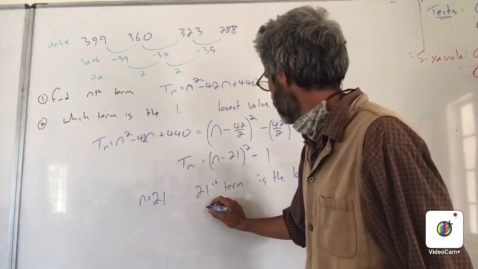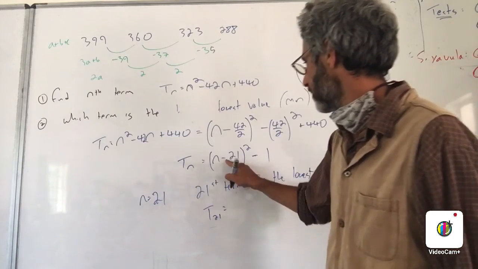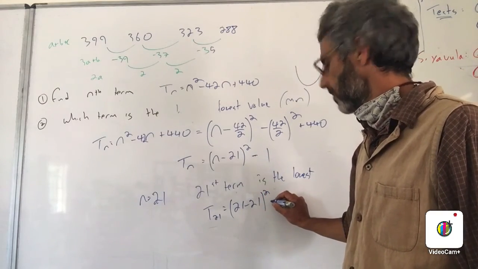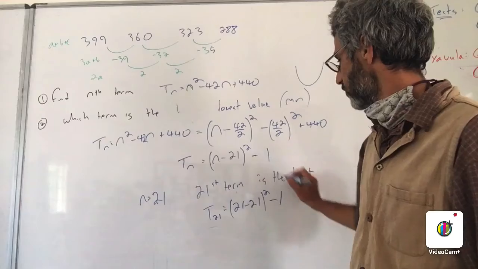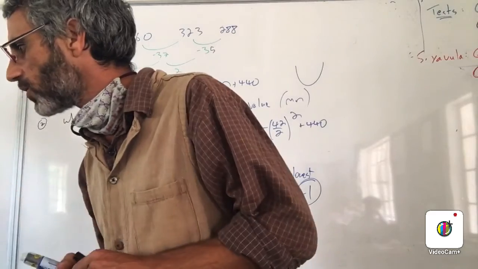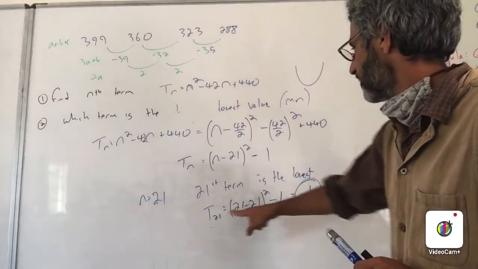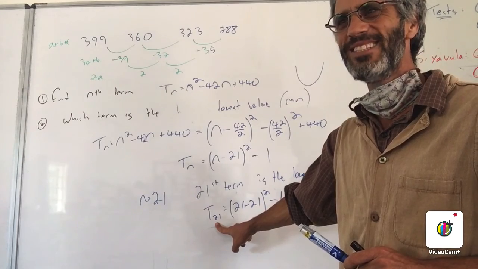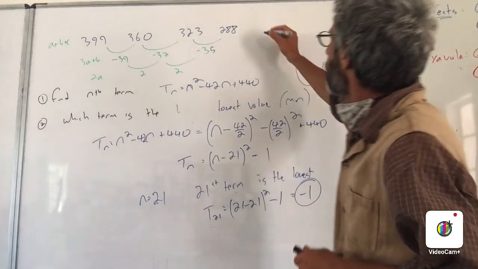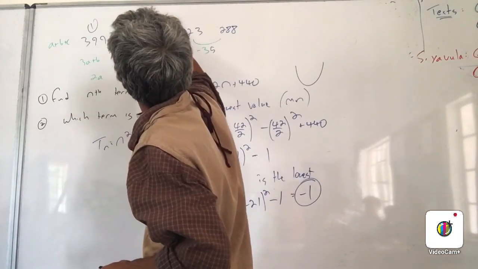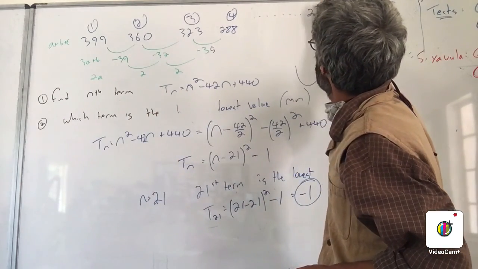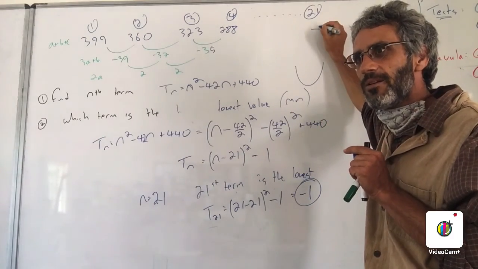0. It's not 0, okay? The 21st term is going to be 21 minus 21 squared, which is 0, minus 1. So minus 1, okay, the value minus 1 is the lowest term. Which term is it? Term 21. Do you understand what I'm saying? I think I confused myself, okay? The 21st term, if I carry on, I'm going to get to 21. And that's the lowest, and it is.